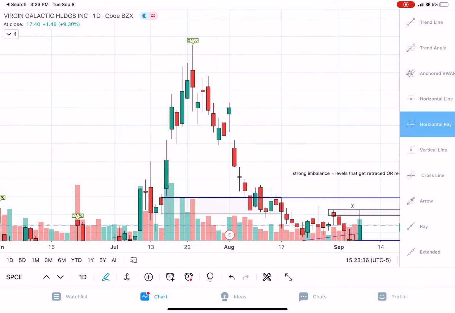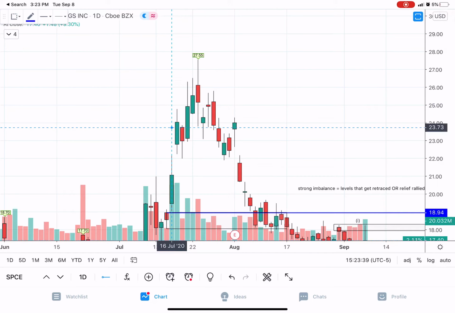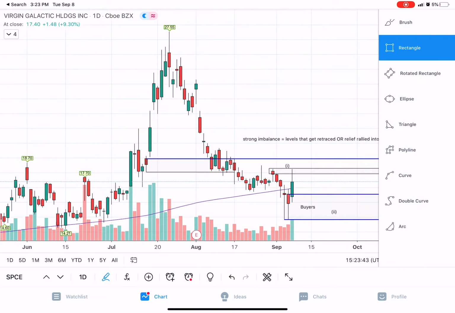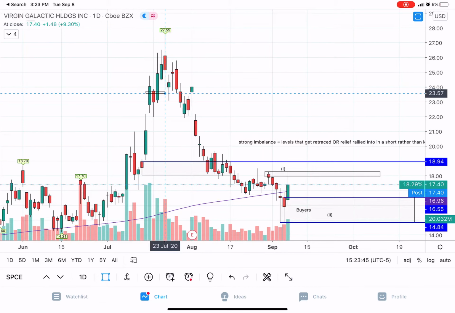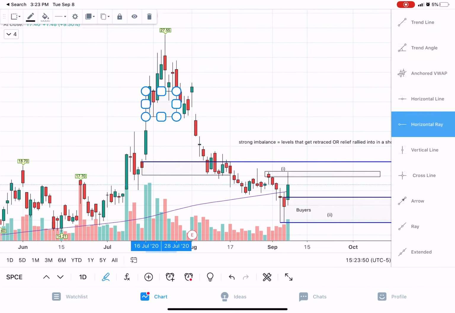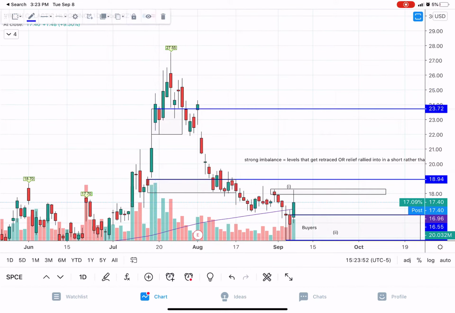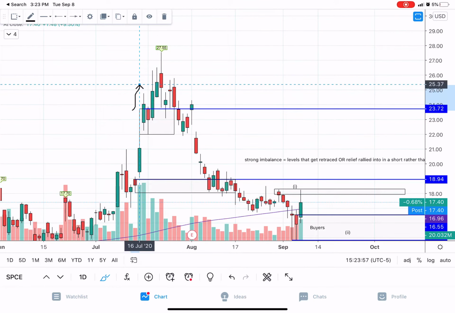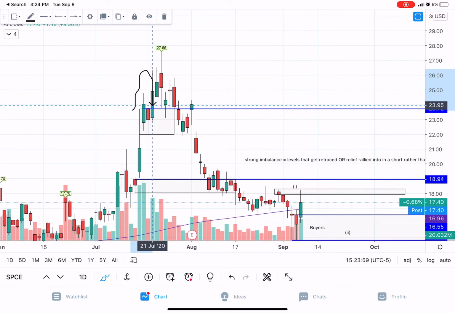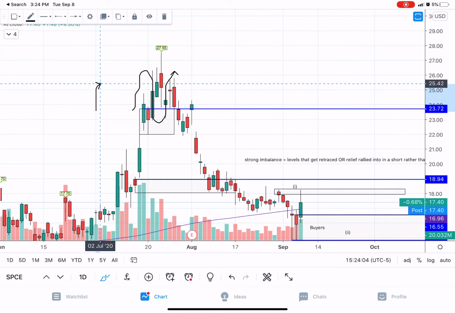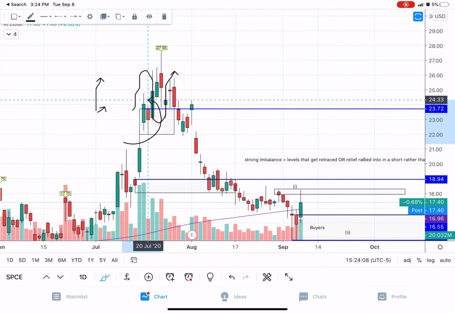And here's an example of a level that did in fact work. But look at how far we are extended from the lows up here. This level worked as well, because you see we got this pop. Why? Because it was retraced into in a short period of time. The imbalance formed, price came, the demand zone formed, it retraced into it, and you still get almost like a $3 pop from here. So that's why this level did in fact react.